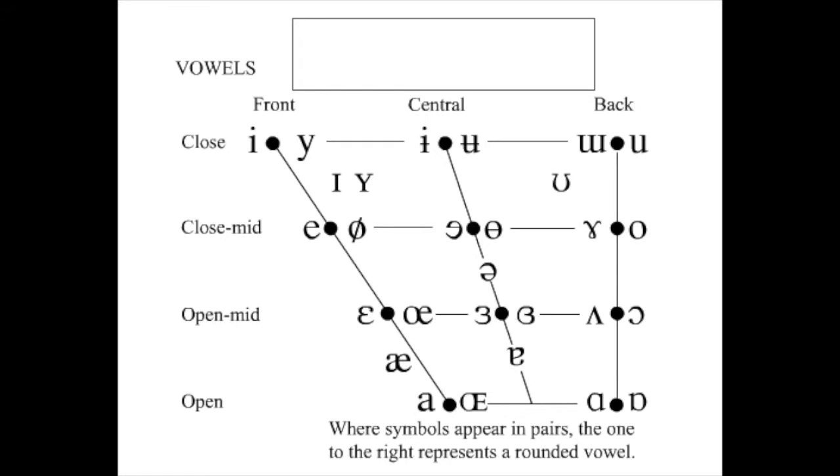So look at the E, the close front E, and then round your lips as you say it. E, E, E. And you have a different vowel sound. E, U.